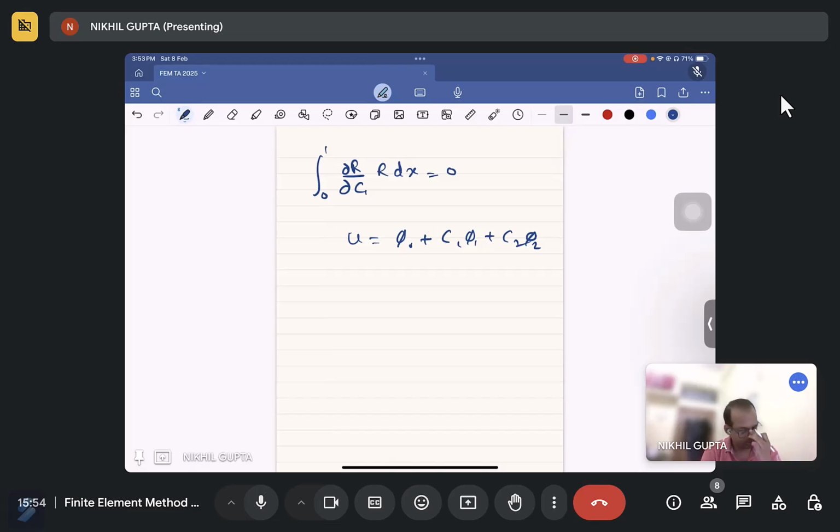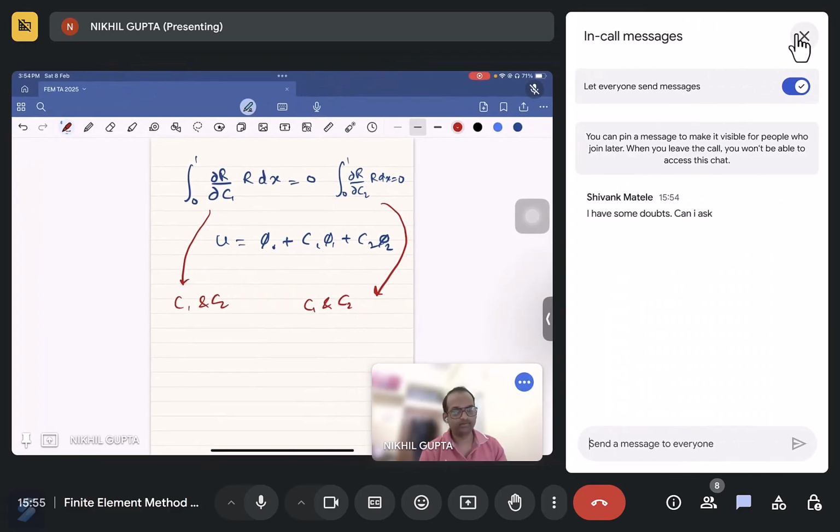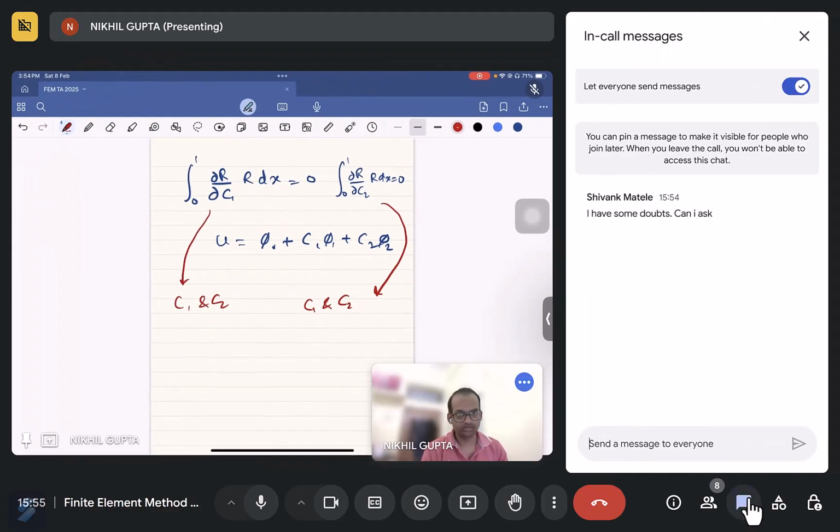It's very simple. Since you know two unknowns are there, you will have an extra equation, del R by del C2 integrated over dx is equal to 0. What you will get here is an equation in terms of C1 and C2, and two unknowns, so you can solve and get C1 and C2. If you have any doubts, you can ask me now.